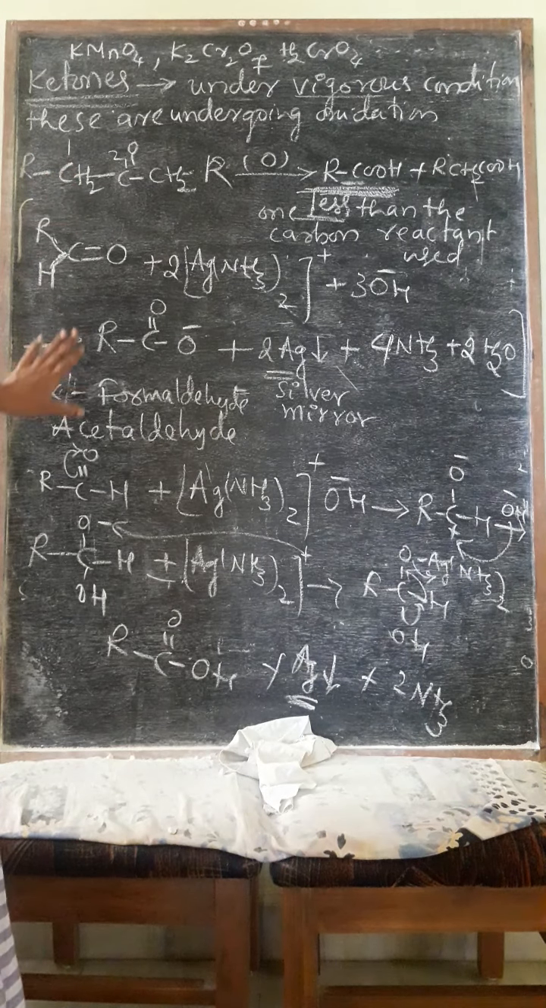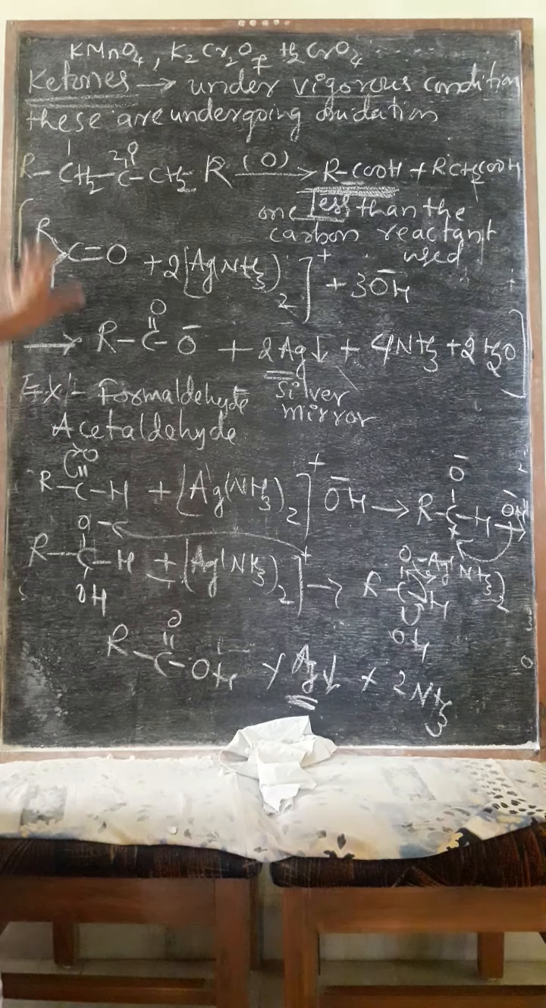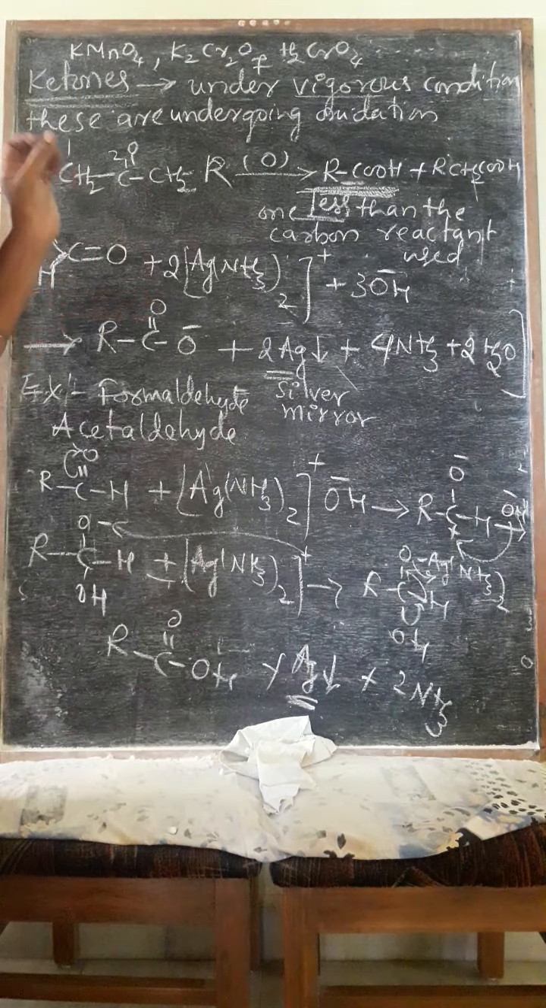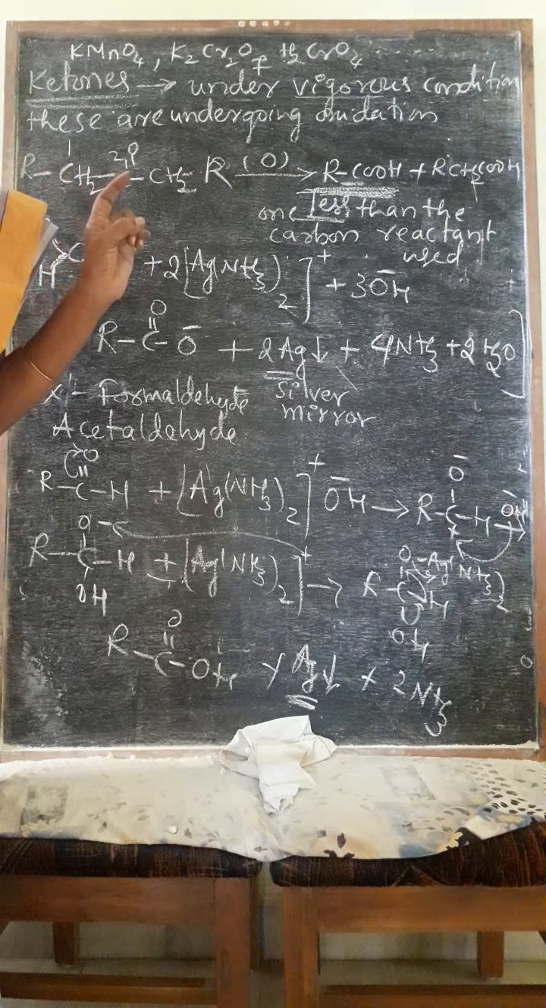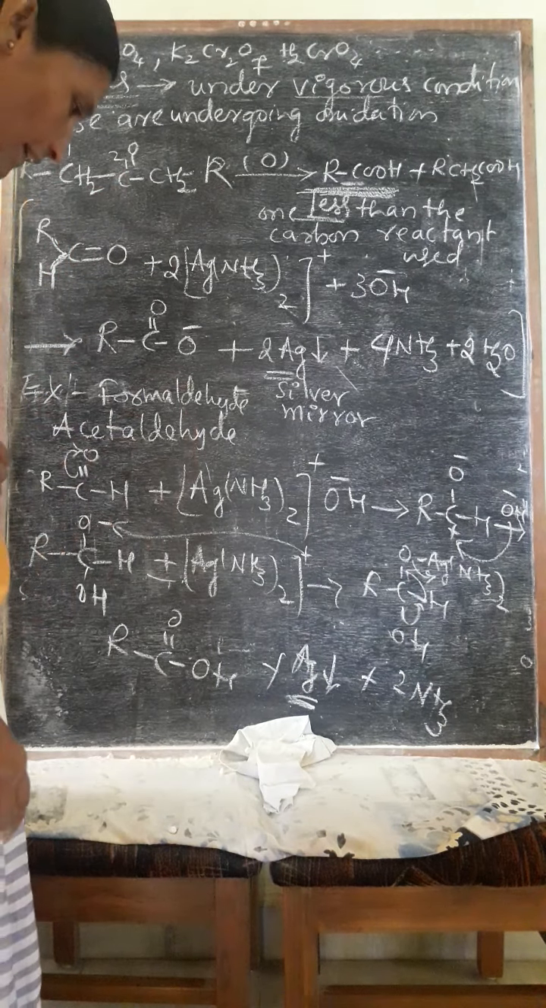there is one important question on this, like a name reaction, that is also important. What is the use of this Tollens reagent test? Mainly it is used to distinguish between aldehydes and ketones. To distinguish between aldehydes and ketones.